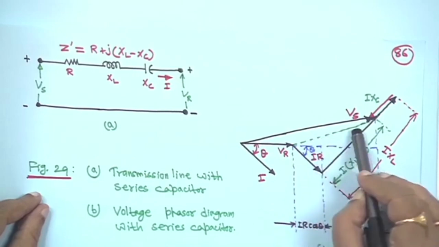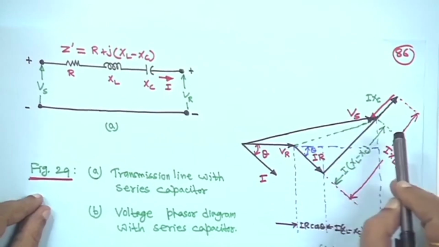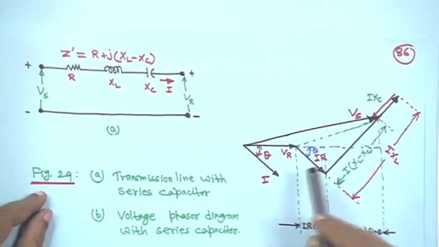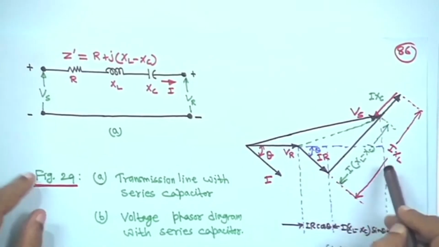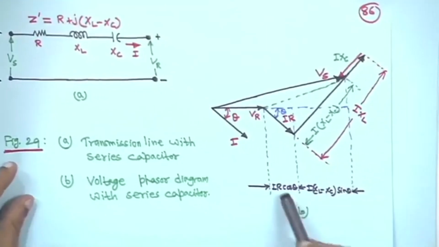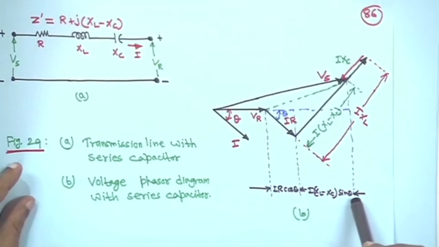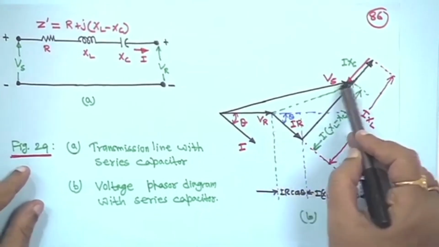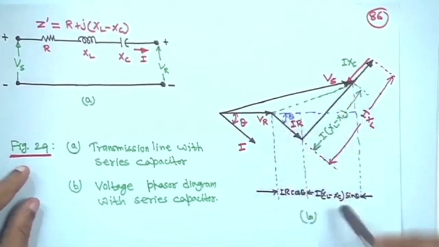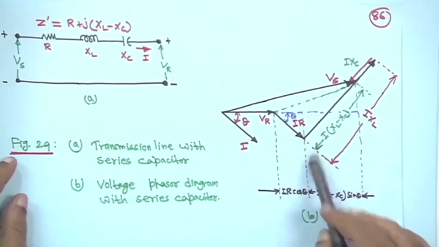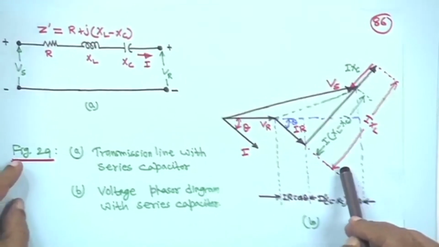This dash line is not written here, but this dash line is this thing. So, this is the sending end voltage and this is VR, IR. This is the resultant phasor diagram. This part is IR cos phi and this side is I into XL minus XC sin phi. So automatically you can find out the relationship between Vs and VR. This phasor diagram is shown, right.